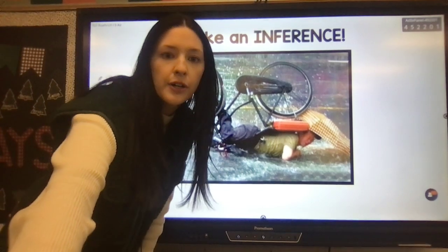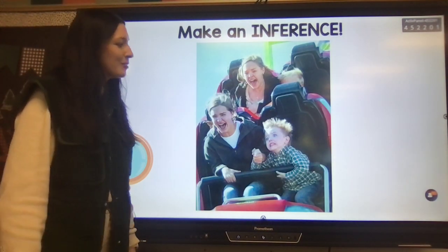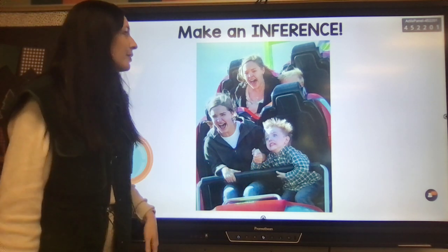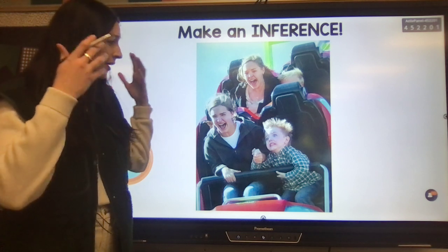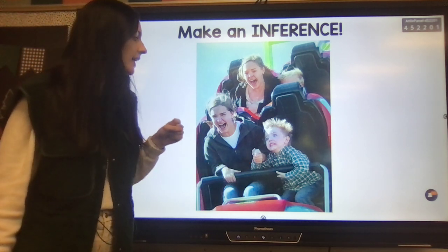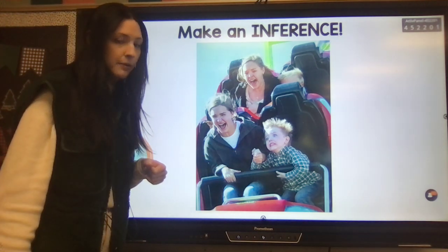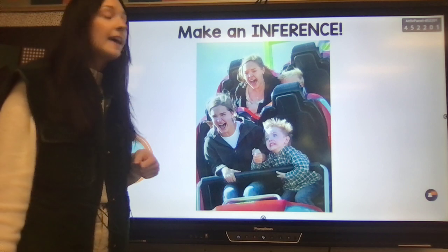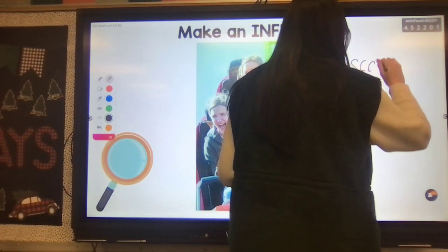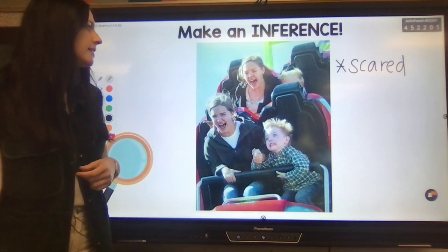Okay, our next picture. Oh boy. Right off the bat, my eyes go right to this little guy. He's got his hair kind of blown back. He's holding this girl's hand really, really tightly. He's kind of making a grimacing face. He doesn't look very happy, right? So I'm going to make an inference that he is pretty scared. He definitely doesn't look happy, right?